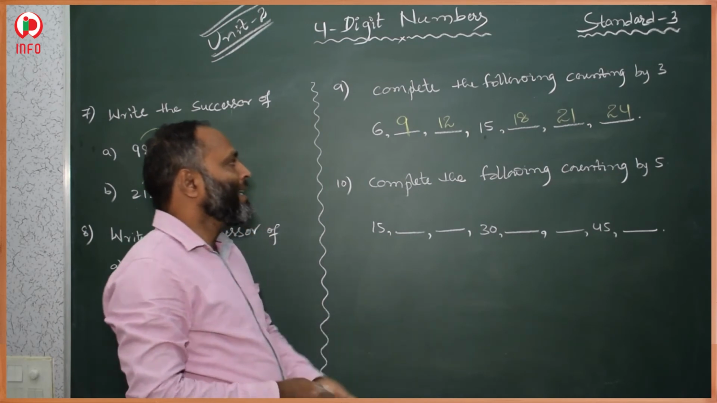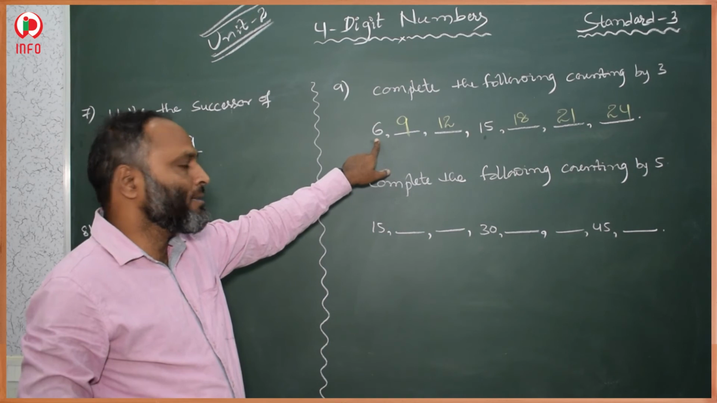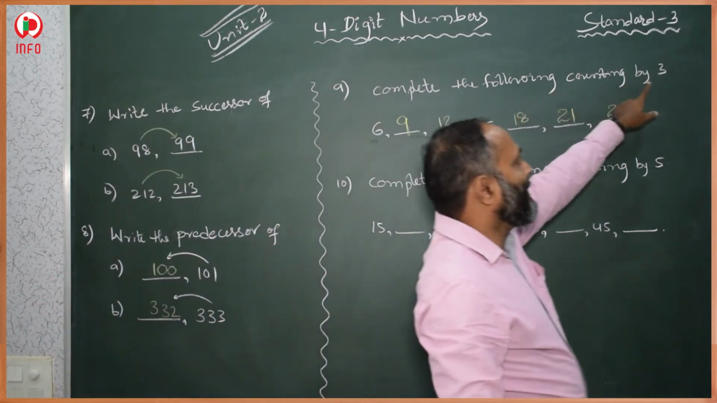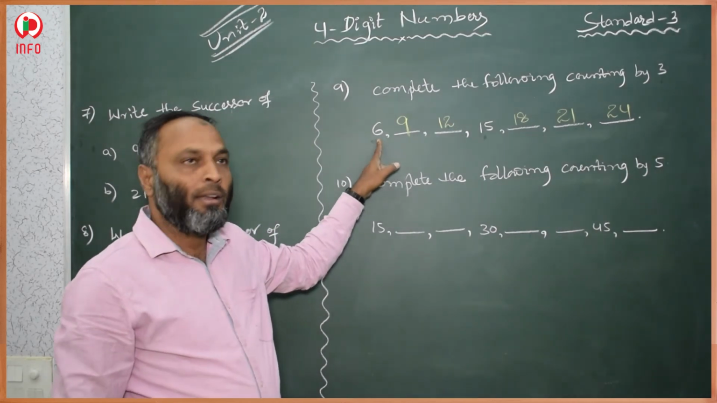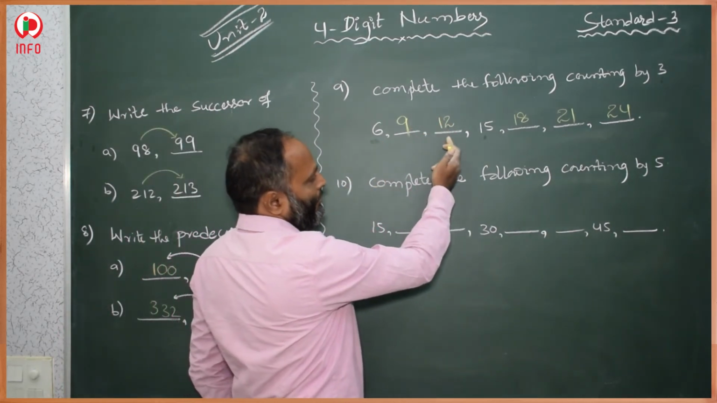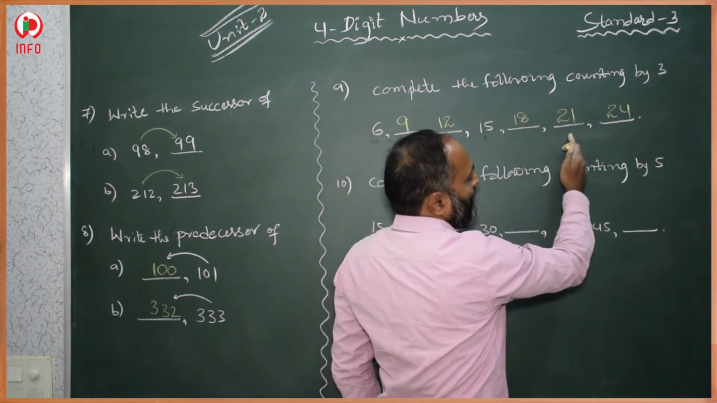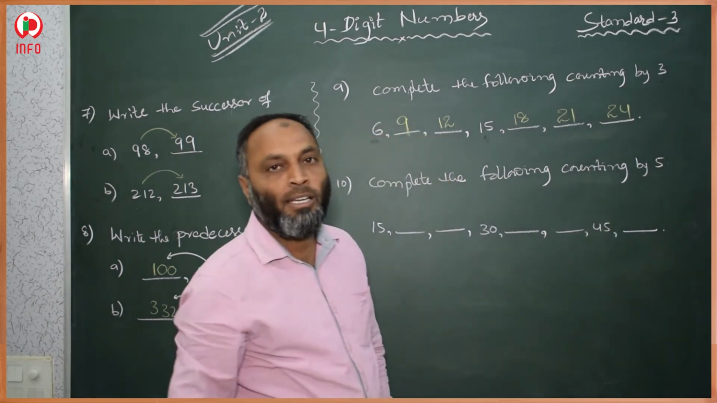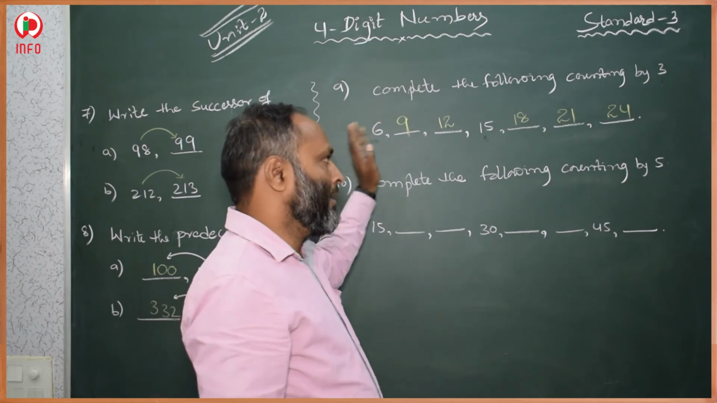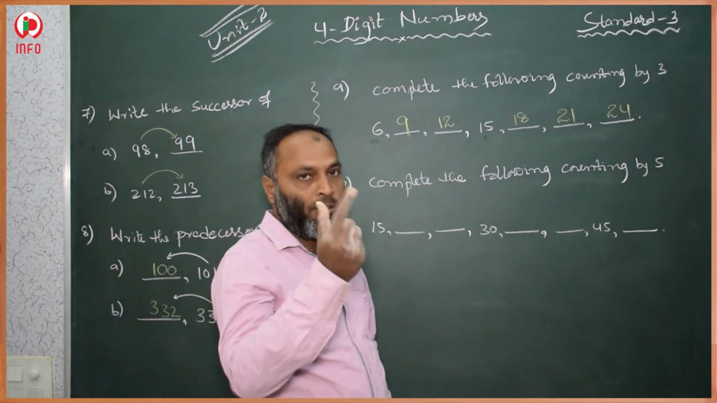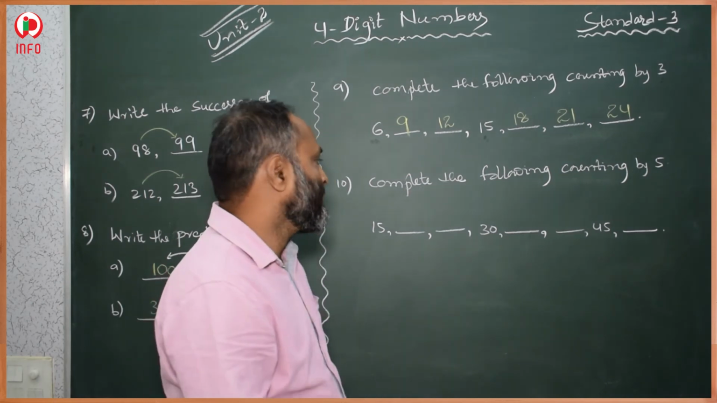Here is one more easy method. First we check when 6 comes in the 3 table, since counting by 3 is given. 3 twos are 6, 3 threes are 9, 3 fours are 12, 3 fives are 15, 3 sixes are 18, 3 sevens are 21, 3 eights are 24. That is very easy if you go through the 3 table. Or you can add 3, 3, 3, 3, which is also very easy. This is skip counting.